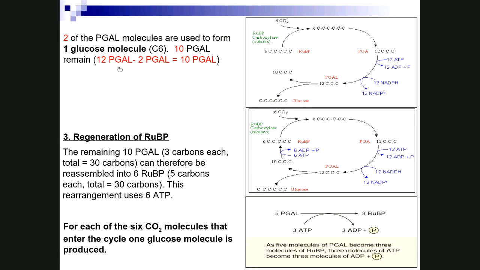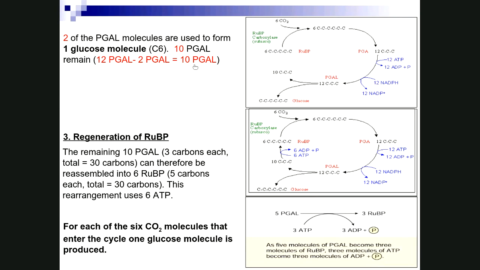The phosphoglyceraldehydes are 3-carbon molecules. We can take 2 of them, put them together, and make glucose. So we only need 2 phosphoglyceraldehydes, 2 PGALs, to make 1 glucose. We made 12 of them. We used 2 of them to make glucose, so we have 10 PGALs left over.